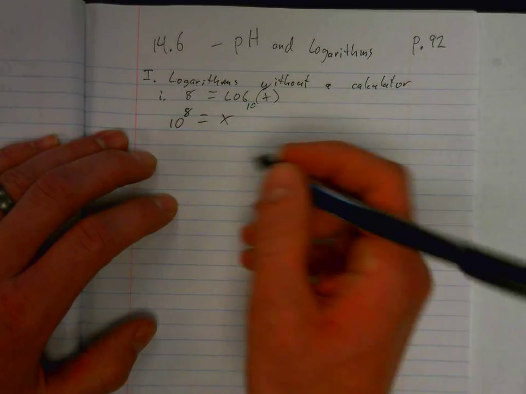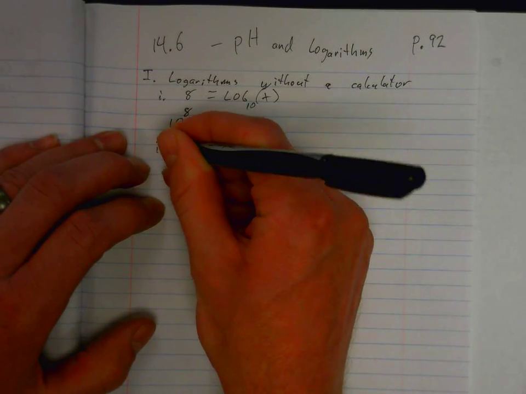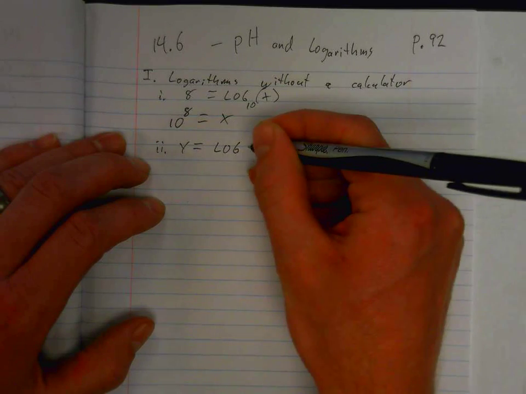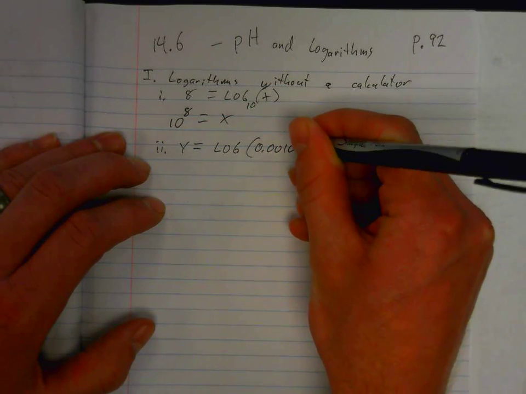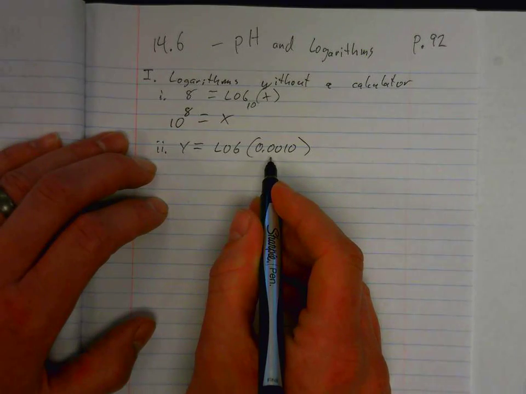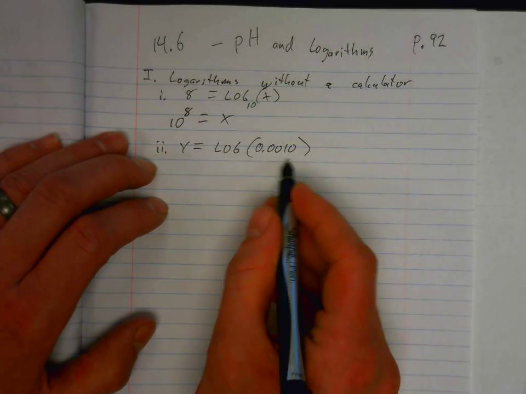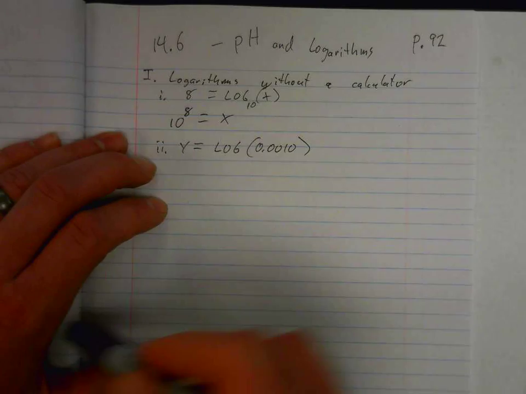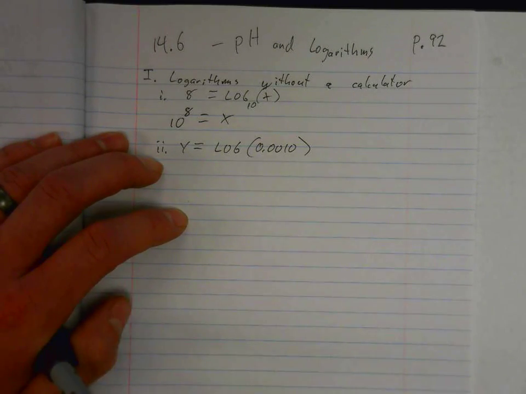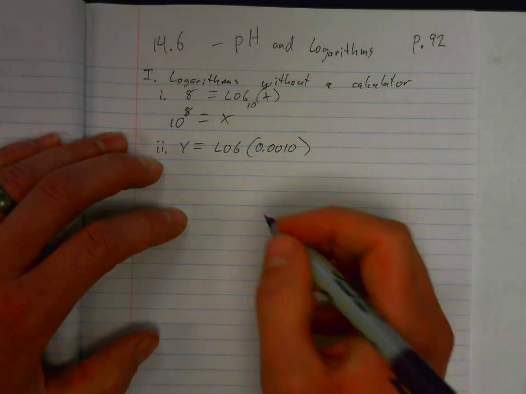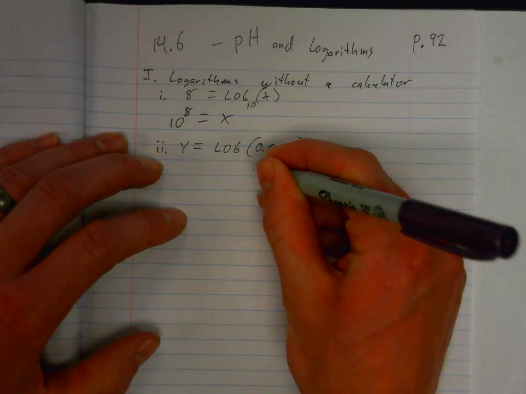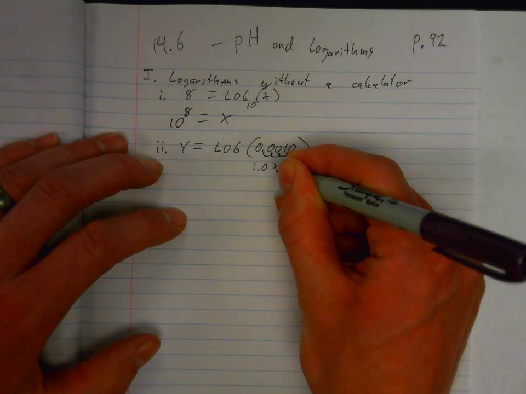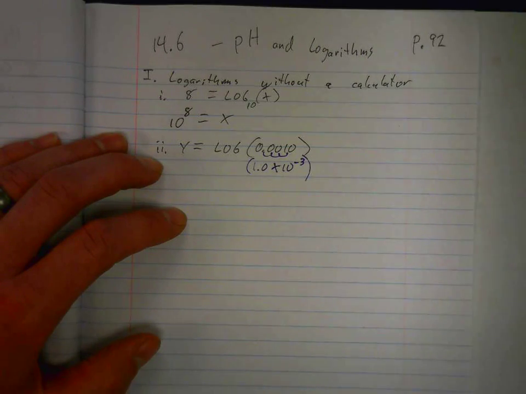Let's try another problem. Y equals log of 0.0010. Numbers like this, these decimal numbers, are the types of numbers that we see in chemistry. First I'm going to simplify that number by writing it in scientific notation. This would be 1.0 times 10 to the negative third power. So we could express this as y equals log of 1.0 times 10 to the negative third.